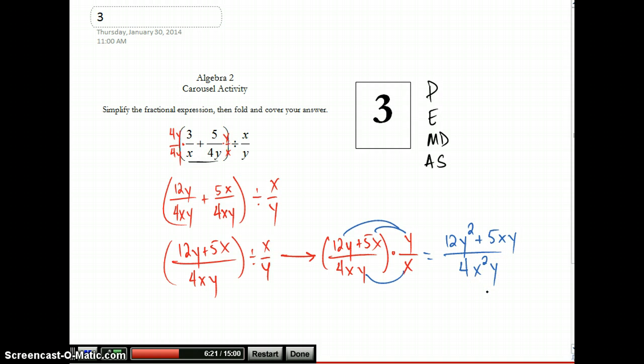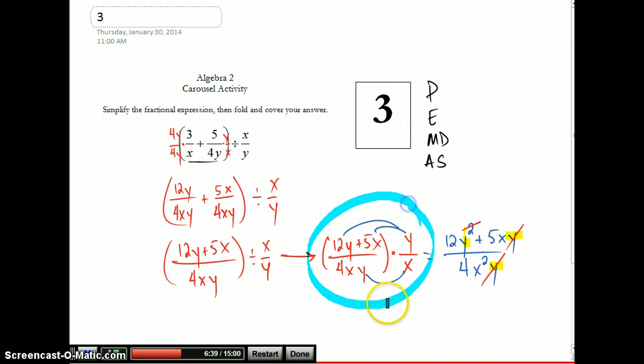The last thing we can do here is look to reduce. Every single term in the fraction has a y. So what we can do is actually divide by y. And what that means to me is that earlier in the problem, specifically in this step, I could have done something to save myself some time.